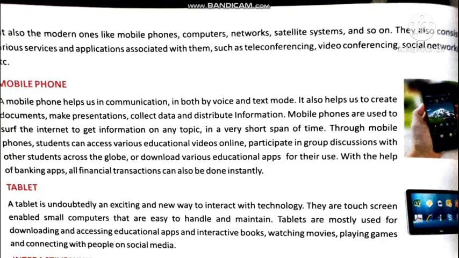Here basically you have to discuss the advantages, what things you can do with a mobile phone. Mobile phones are used to surf the internet to get information on any topic in a very short span of time. Through mobile phones, students can access various educational videos online, participate in group discussions with other students across the globe, or download various educational apps for their use. With the help of banking apps, all financial transactions can also be done instantly.